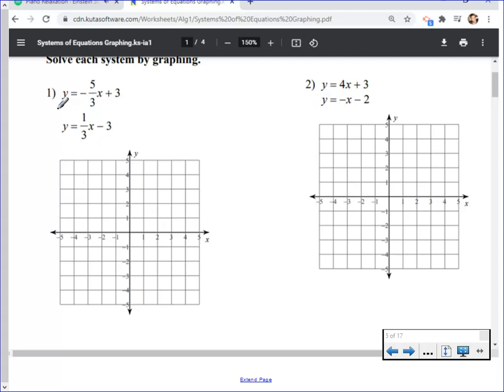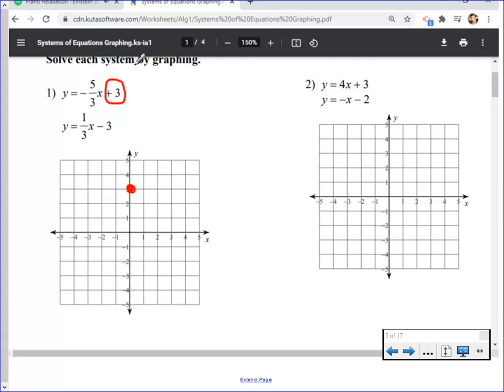So we're going to look at this top equation right here. Y equals negative 5 over 3x plus 3. So this 3 right here tells us where to make our first point. Since it says positive 3, we're going to go on our y-axis up 1, 2, 3, and make a point. So everybody make a point at positive 3 right there.